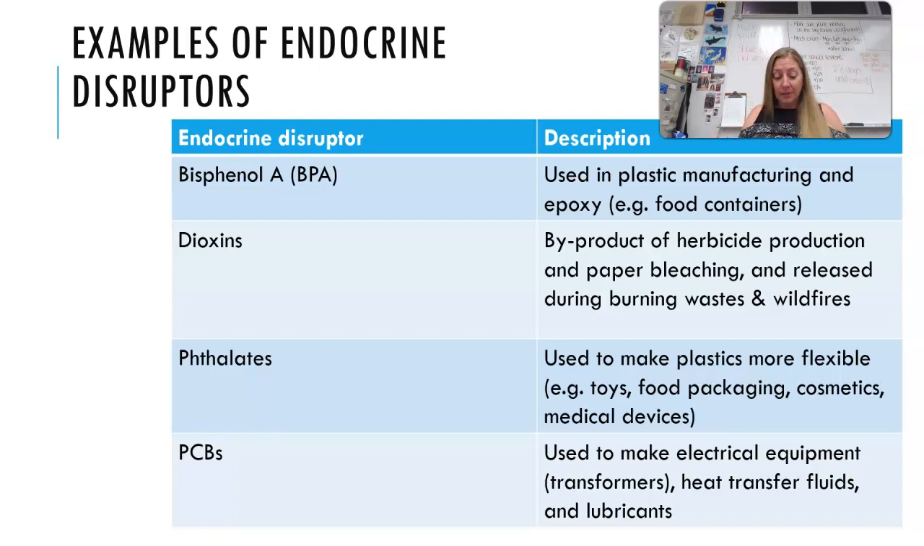Dioxins are another common endocrine disruptor that we all have probably inadvertently ingested into our systems. Dioxins come from burning of waste. So if you're living, let's say, near a landfill that uses a lot of incineration, you could be breathing dioxins in. Phthalates, you find phthalates in lots and lots of different things, as you can see here. And then PCBs as well.